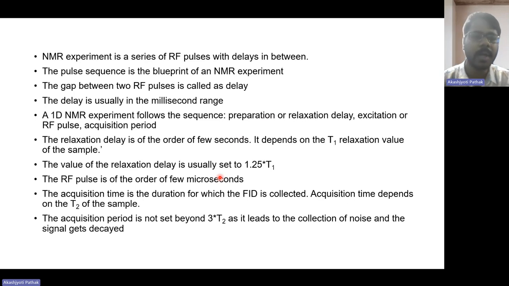Now, what is the value that you keep for the relaxation delay? As a rule of thumb, the relaxation delay is set to 1.25 times T1. The acquisition time is the duration for which the FID is collected, and it depends on the T2 relaxation of the sample. So there are two: the relaxation or preparation delay depends on the T1 relaxation of the sample, and the acquisition period depends on the T2 relaxation of the sample.